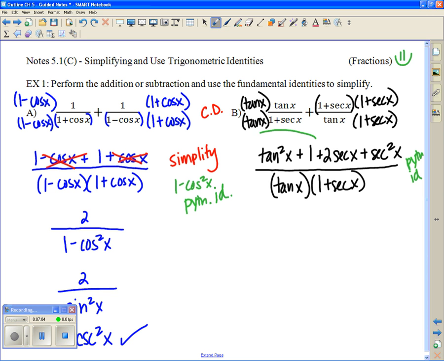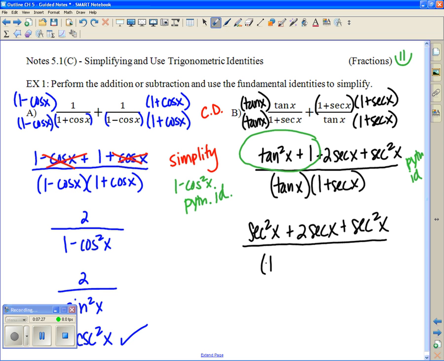Tangent squared x plus 1 can be replaced with, I want you to finish my sentence. It can be replaced with secant squared x and leave it like that. So now I have secant squared x plus 2 secant x plus secant squared x, all divided by tangent times 1 plus secant. And I'm anticipating what this is going to do, and I realize that it is good that I did not FOIL these out. And I realize I just wrote a sine when I meant to write a secant.